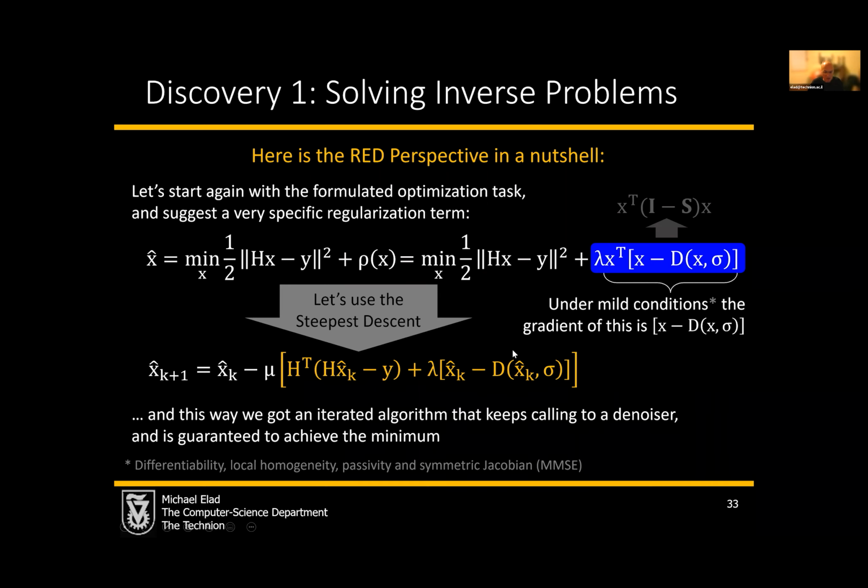By the way, if your denoiser is MMSE, then something amazing happened. This whole expression is known to be convex. And if it is convex, it means that whatever you do here, you will get to the global minima, another benefit. Okay, does it work?